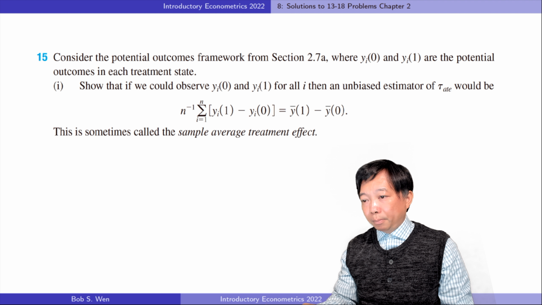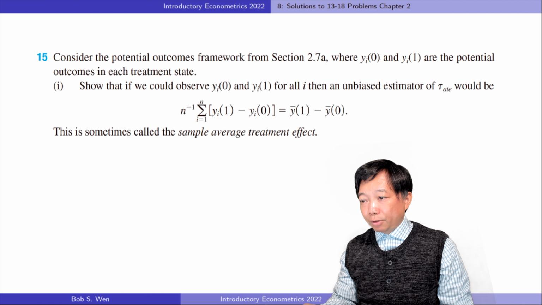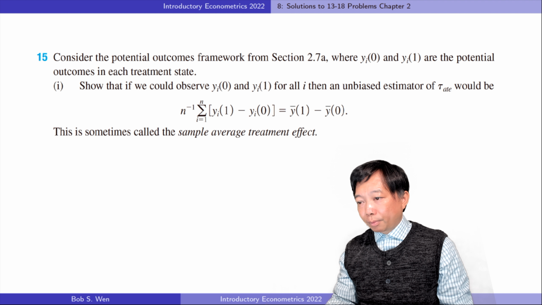Let's go to problem number 15. Consider the potential outcomes framework, where yi0 and yi1 are the potential outcomes in each treatment state. Show that if we could observe yi0 and yi1 for all i, then an unbiased estimator of the population average treatment effect could be as follows. It is sometimes called the sample average treatment effect.